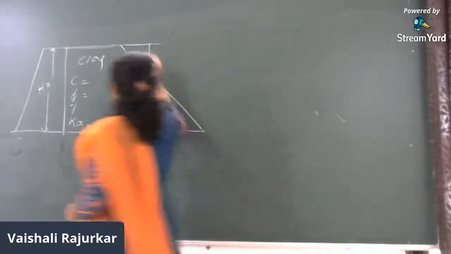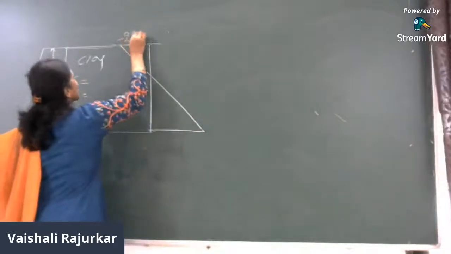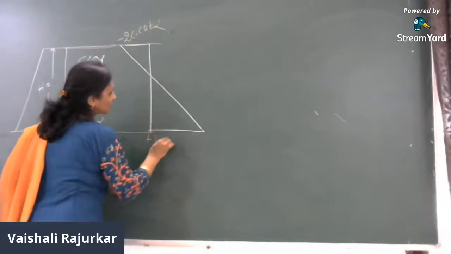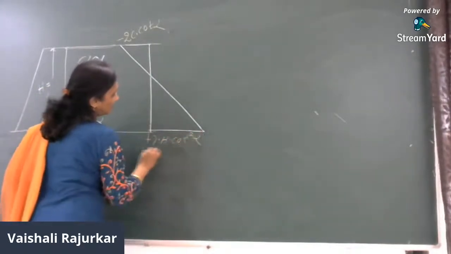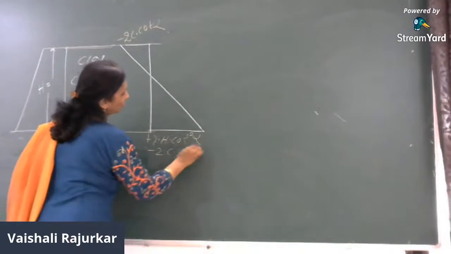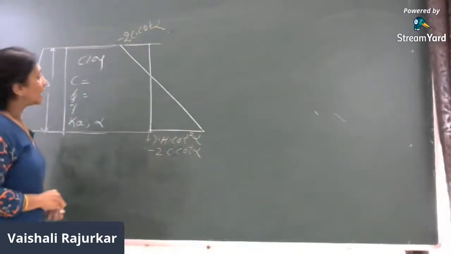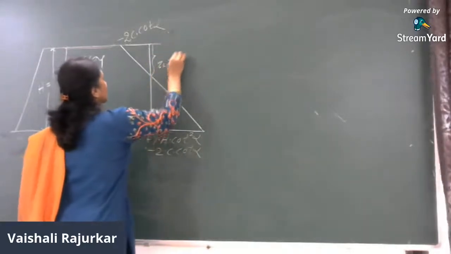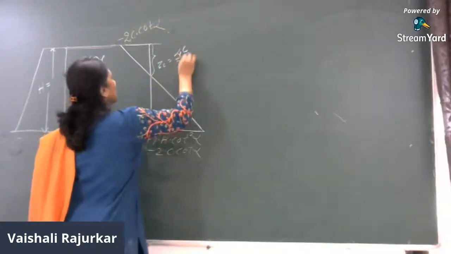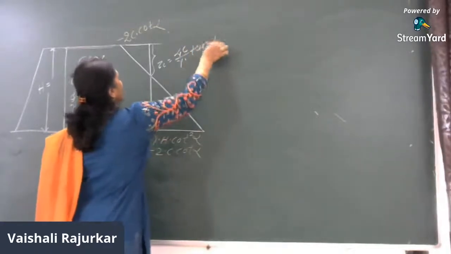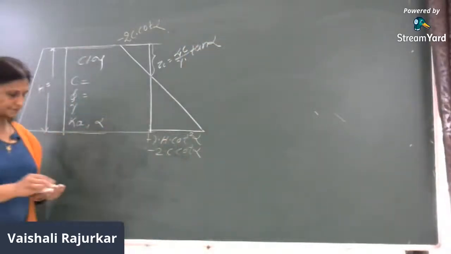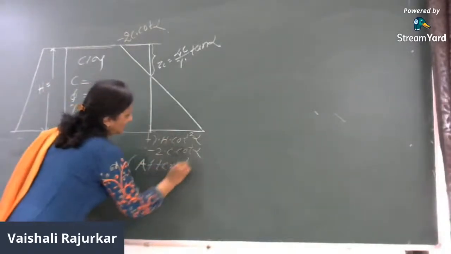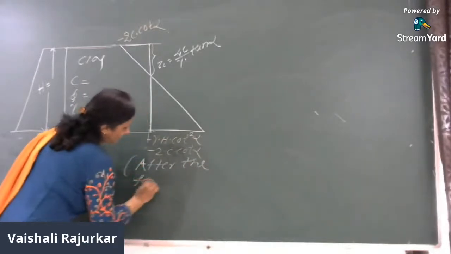So here, what is this intensity? It will be minus 2c cot of alpha. It is gamma into h cot square alpha minus 2c cot of alpha. Right? In this case, how is this ZC calculated? ZC is equal to 4c upon gamma into tan of alpha. So this is after the formation of the crack.